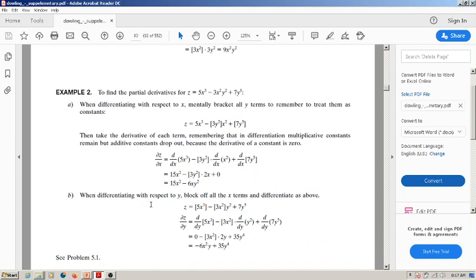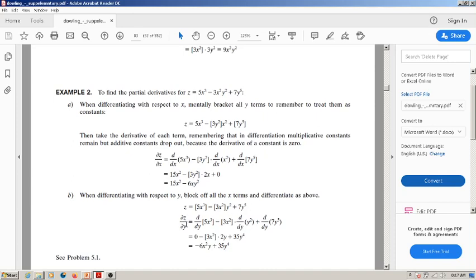Now, when differentiating the above function with respect to y, first of all, mentally bracket all the x terms. We need only y terms. So, bracket all the x terms. Z is equal to 5x cube, minus, 5x cube we don't need, so we can bracket it. The second term is 3x square y square. Out of this 3x square is not at all needed, we want only the y square. So it is put out of bracket, and the last term is 7y raised to 5, which we need since it is a term including the y variable.